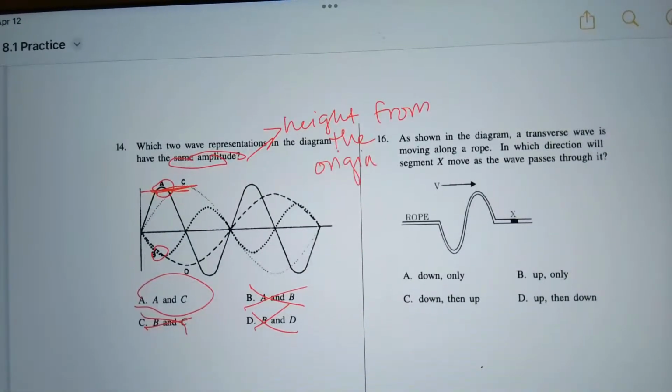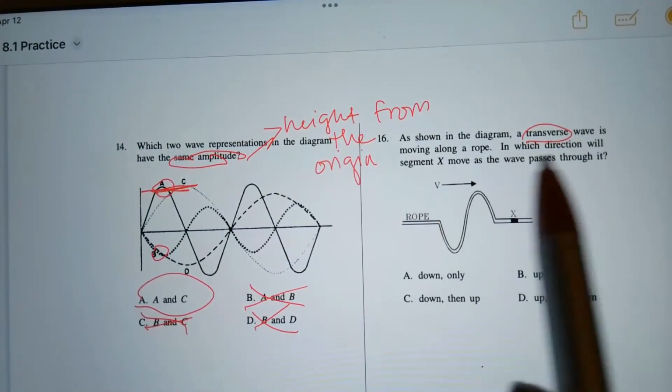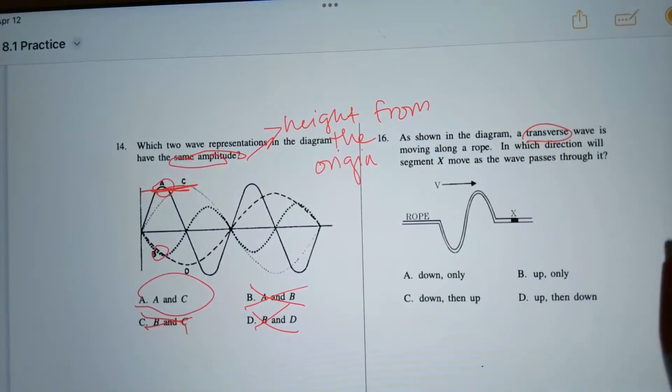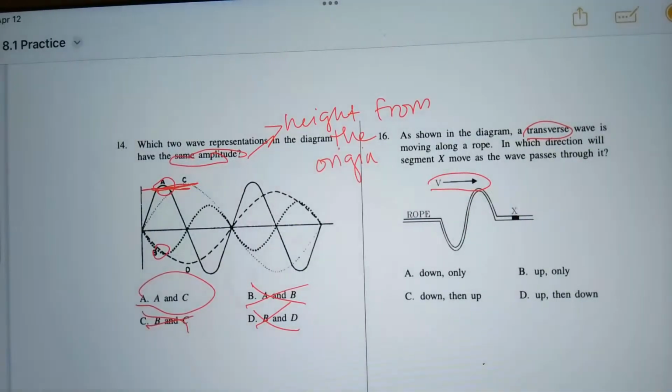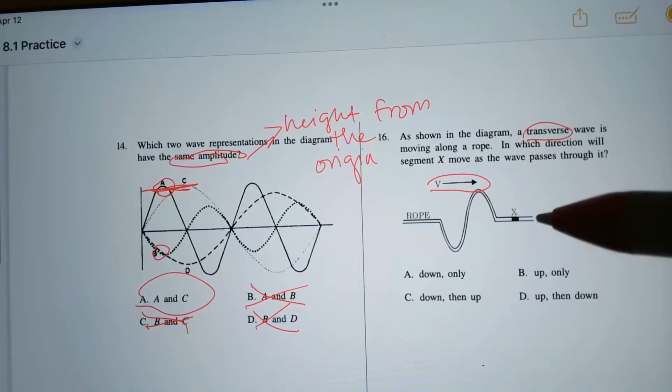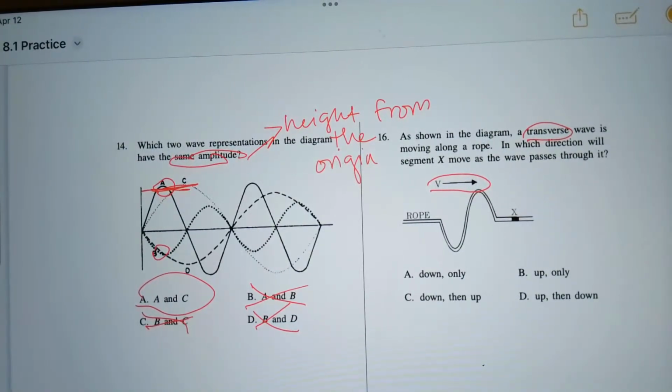Okay. Number 16, as shown in the diagram, a transverse wave is moving along the rope. In which direction will segment X move as the wave passes through it? So here, you want to identify the direction of the wave, which for us is moving to the right. So then we want to look in the direction opposite the wave's motion, right? So we're at X and we're going to look to the left, right behind X.